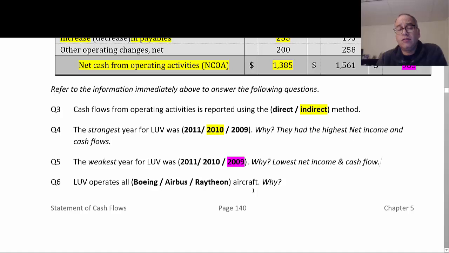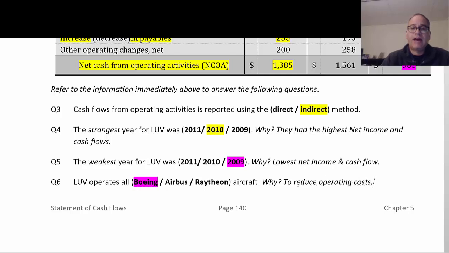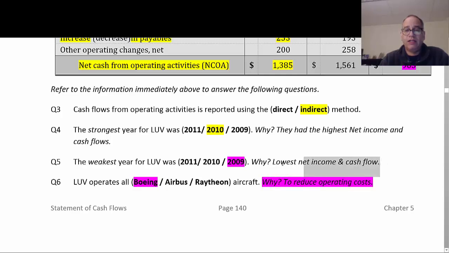And Southwest Airlines, if you look it up in the book, operates only Boeing aircraft. And the reason why is to reduce operating costs. By having only one kind of plane that they use, that reduces the cost of maintaining their planes because they only need to know how to maintain one type of aircraft.